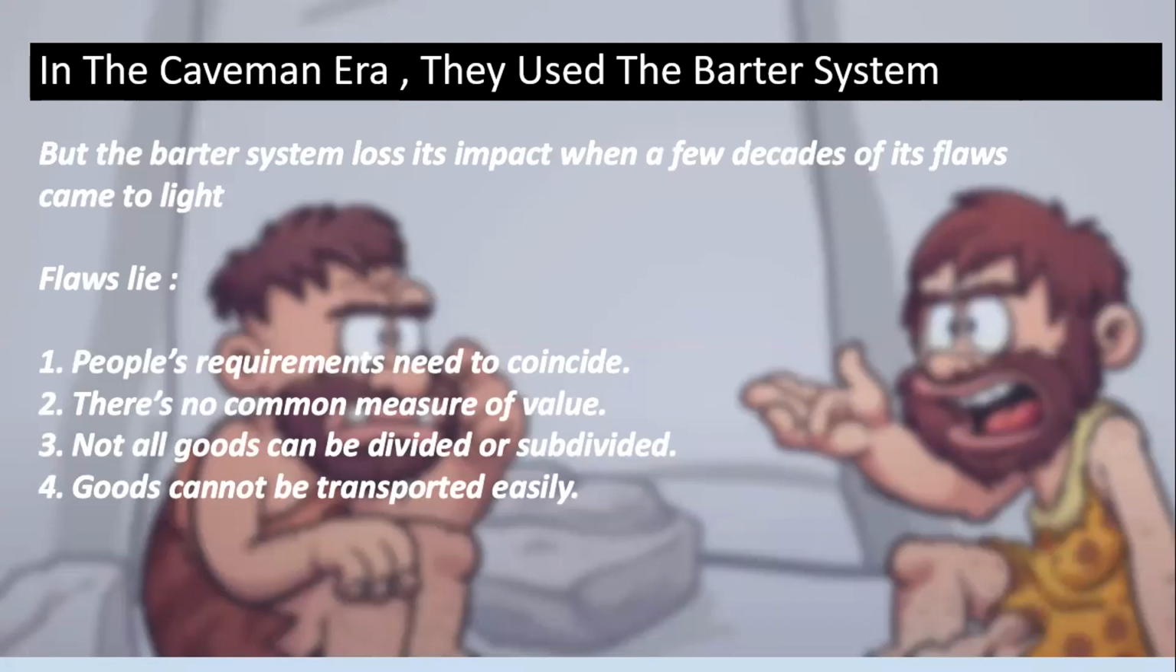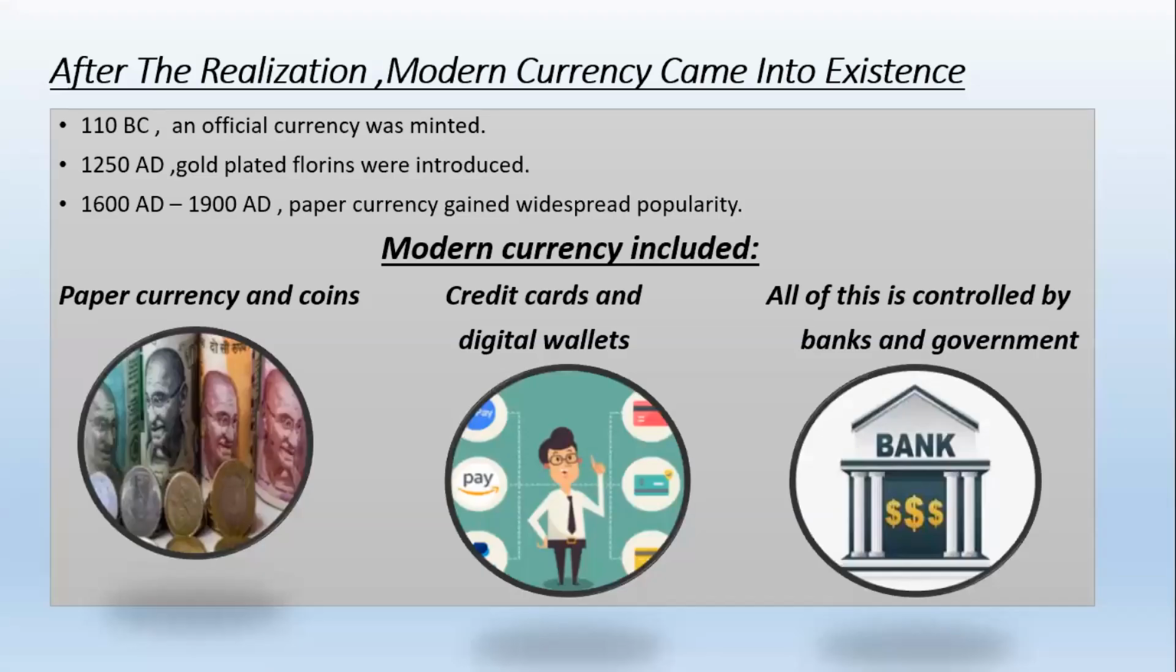The third one is that not all goods can be divided or subdivided. Like a live animal, we can't divide a live animal into subunits. And also the goods cannot be transported easily. So after this realization, the barter system didn't work very well.